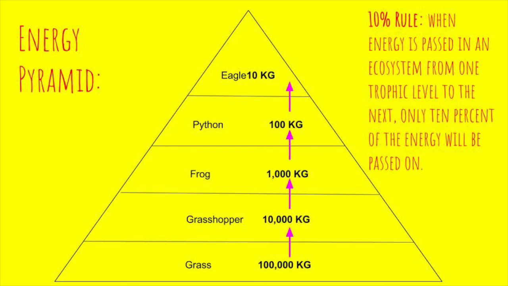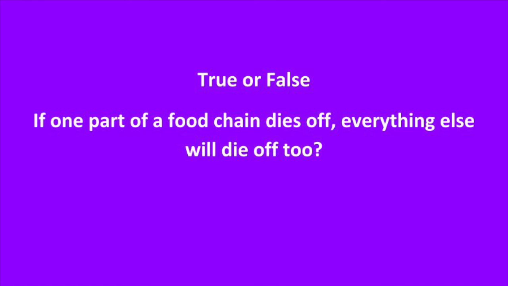The other 90% will be lost mainly to heat. If we come up with numbers and say that the grass begins with 100,000 kilograms of energy, the next level will have 10% of that, which is 10,000, and so on. We end up with the last trophic level only having 10 kilograms of energy due to this 10% rule. Now pause the video and answer the following question.